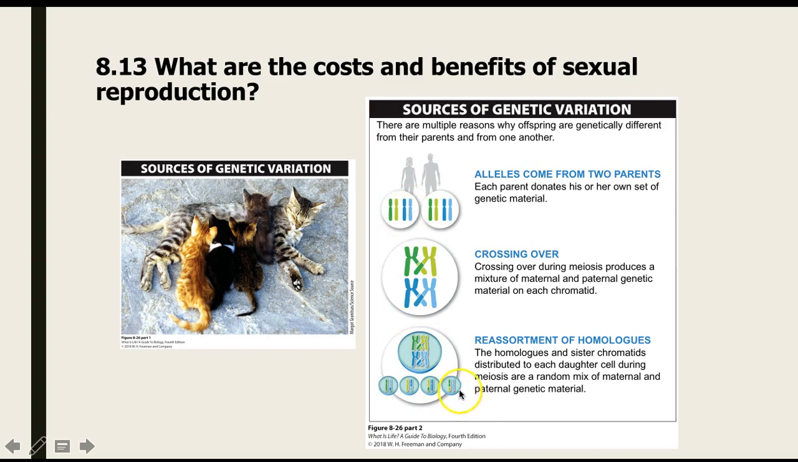And then there's this third thing that's really important, but also very hard to wrap your mind around. Your book calls it reassortment of homologs in this chapter. In the next chapter, it calls the same exact thing independent assortment. So I'm going to use those terms interchangeably. They're basically the same thing.